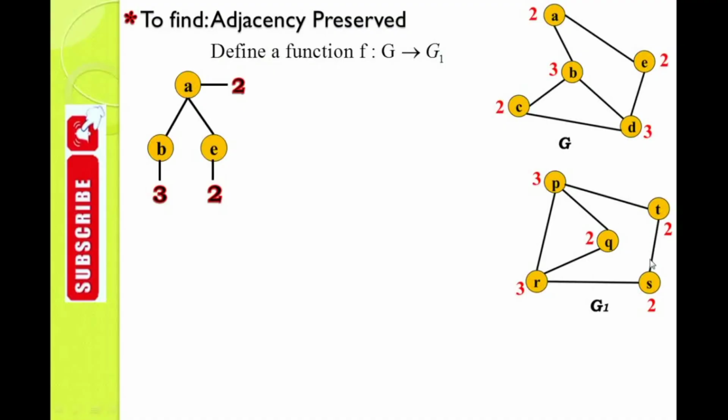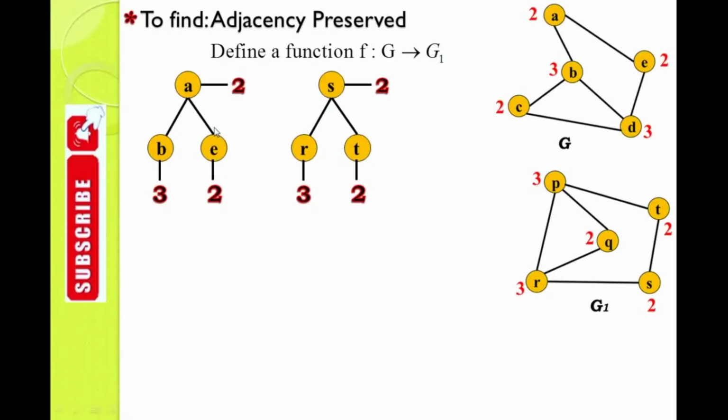So I am going to choose a vertex S. If we choose vertex S, it has degree 2. What are the adjacency vertices of S? There are two adjacency vertices, one is R, another one is P. Sorry, T. What is the degree of R? Degree of R is 3. What is the degree of T? Degree of T is 2.